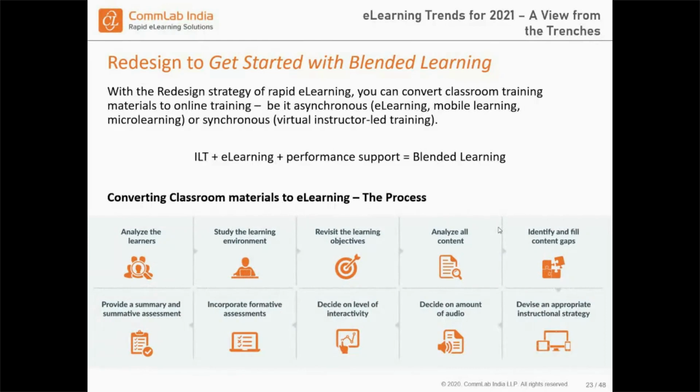So what exactly would a blended learning solution look like? It would mean a combination of VILT plus e-learning plus performance support. The entire mix together would constitute a good, robust blended learning solution. Here's a very quick look at the process of converting classroom materials to e-learning, because as the trend also identified, more training budgets are likely to go into the e-learning part this year. So, a very quick look: analyzing the learners, studying the learning environment.